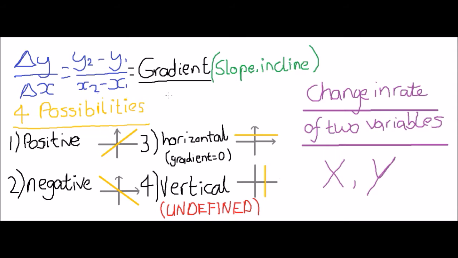So first of all, what is a gradient? Well, a gradient is also known as a slope or an incline, and it describes to us the relationship between the change in rate of two variables x and y, as we'll know them on a graph.